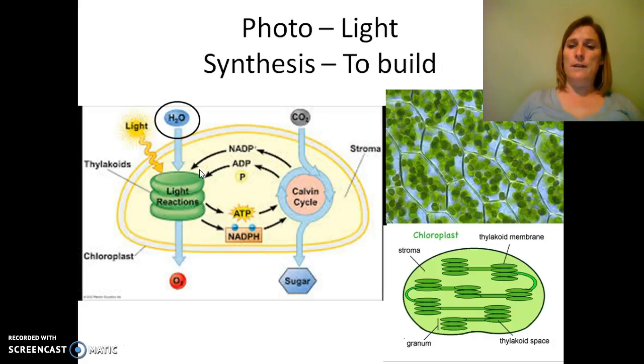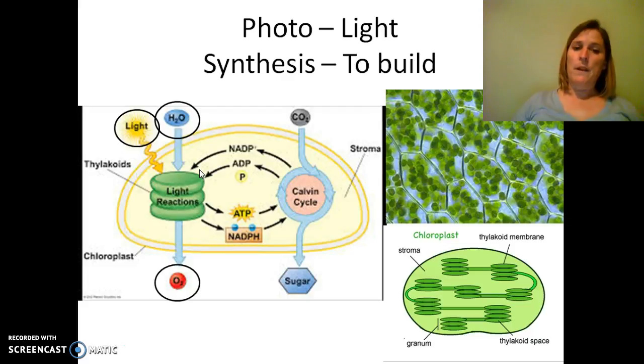We have water that's come in through the plant, and light. Now that light breaks the water down and we release oxygen. In the process of doing this breakdown, we create ATP and NADPH. That process of creating that oxygen and ATP and NADPH. Now, after that process, we're going to enter the Calvin cycle.